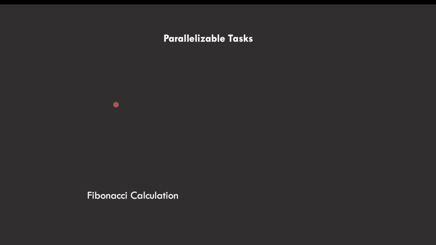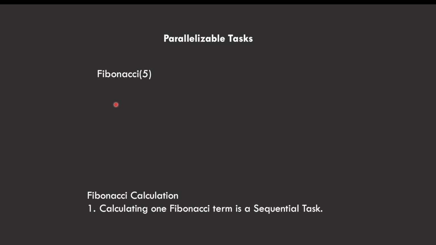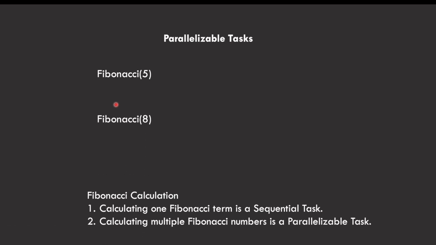Same thing with Fibonacci. Calculating a single Fibonacci number is a sequential task, as we already know from the previous slides, right? However, calculating multiple Fibonacci numbers is a parallelizable task. Each thread can work on these tasks. Fibonacci of 5 can be calculated by one thread, Fibonacci of 8 can be calculated by another thread, and they can both give us the results at the same time, right? So this is quite similar to the single order and multiple order example that we discussed earlier.